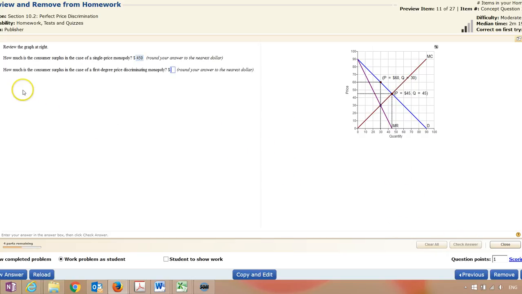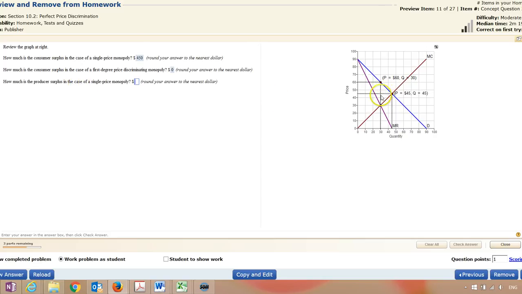We're done. Now continue. How much is the consumer surplus in the case of a first degree price discriminating monopoly? We know that if the monopoly has first degree price discrimination, that means the monopoly can charge a price exactly the same as the consumer's willingness to pay. So each consumer receives a different price corresponding to her willingness to pay, and that's captured by this demand curve. In this regard, there's no distance between the price consumers pay and the willingness to pay. Hence, the consumer surplus in this case is 0.